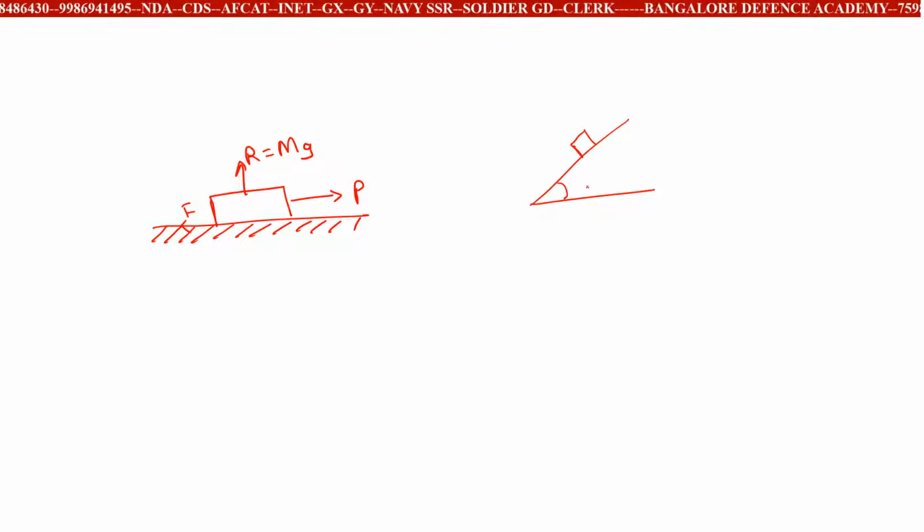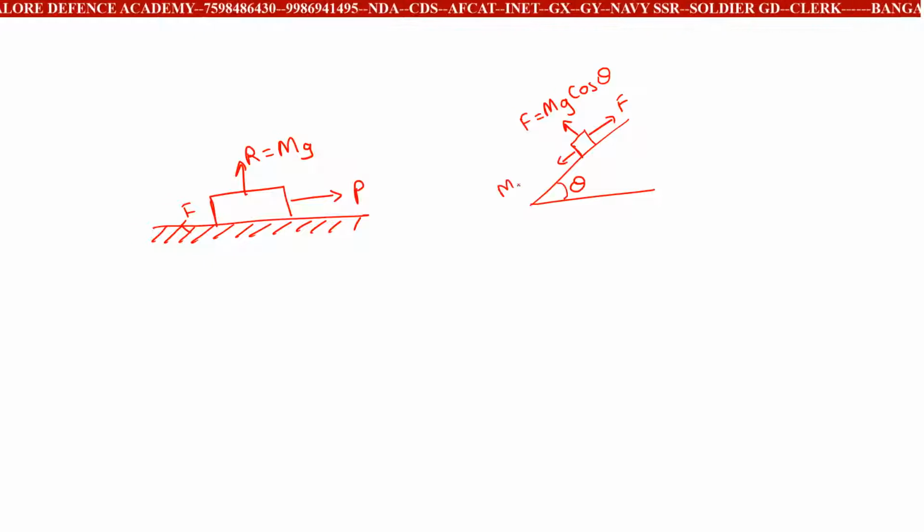Okay, so this is the inclined surface, this is the theta, this is the force here, and this is force F, which is equal to mg cos theta. Here this will be mg sin theta. Based on these two diagrams, let us now try to write a sentence here explaining these diagrams.